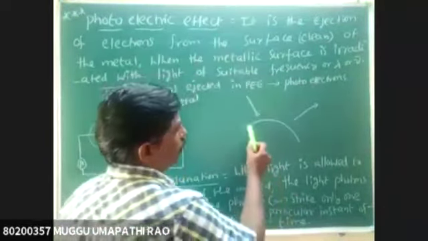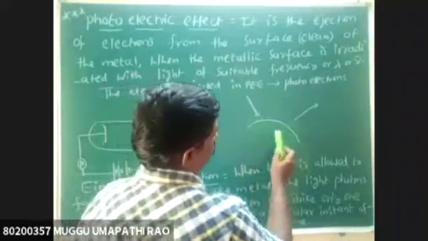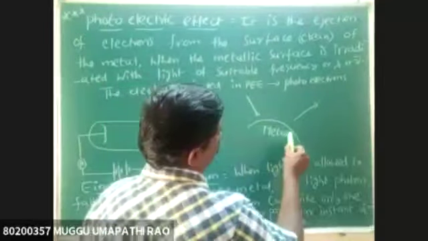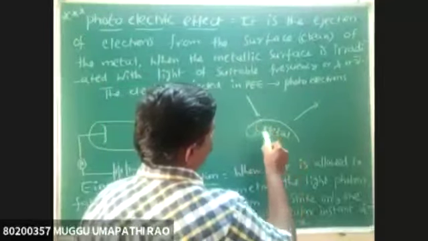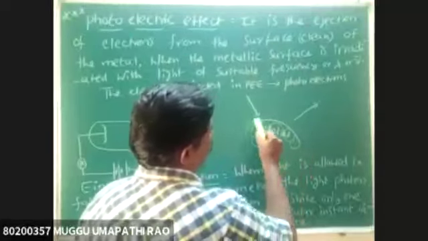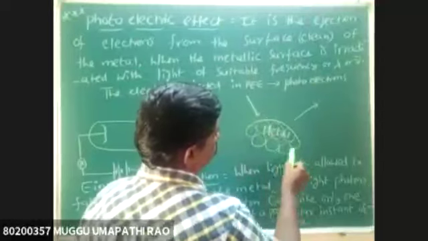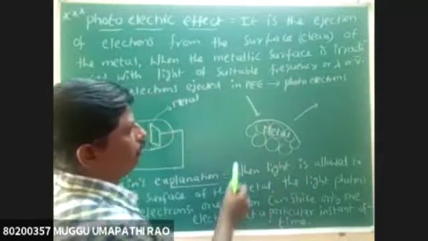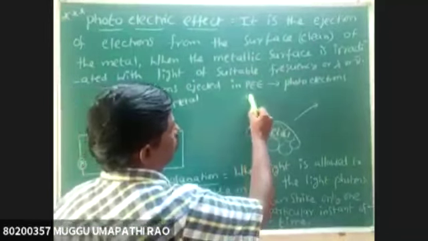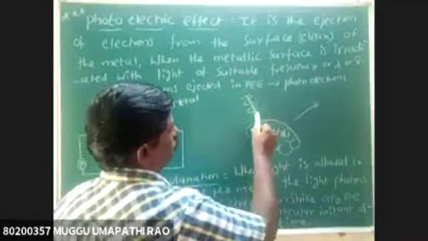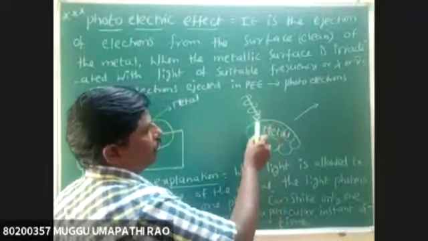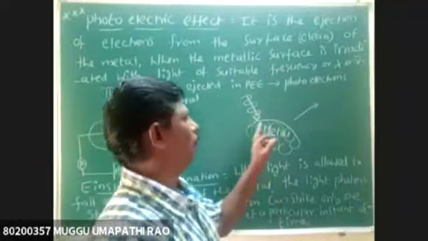Let us take a surface of metal. A metal has atoms like this. It is the surface of the metal. Now, light of suitable frequency is allowed to fall on the surface of the metal.